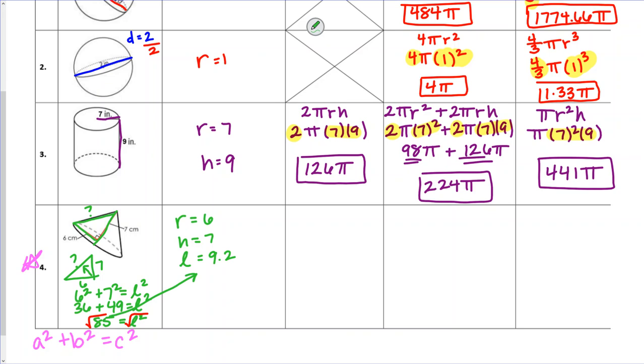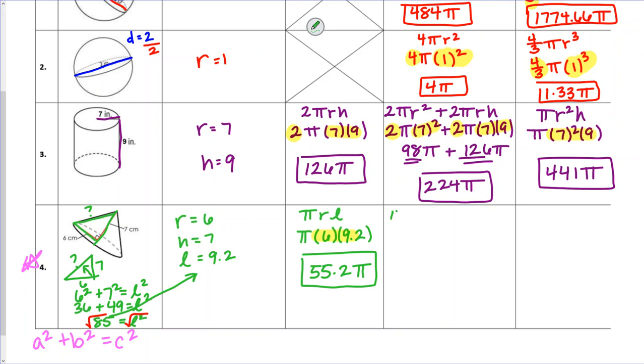Now that I have R, H, and L, I can go to my formulas. Cones do have an LA. So an LA is pi times R times L. So we're going to do pi, substitute the R, substitute the L, skip the pi, type it in, and you should get 55.2 pi. Again, pi is in our formula. Pi needs to be in our answer.